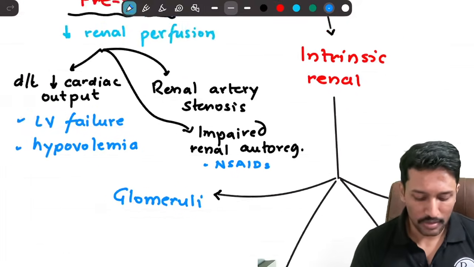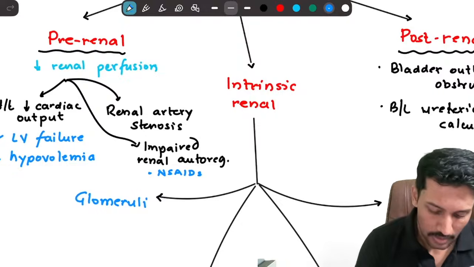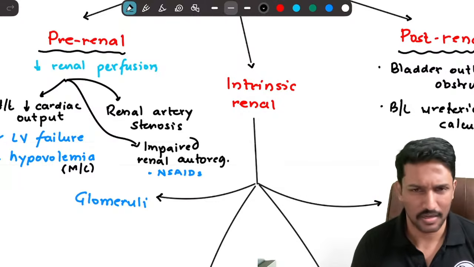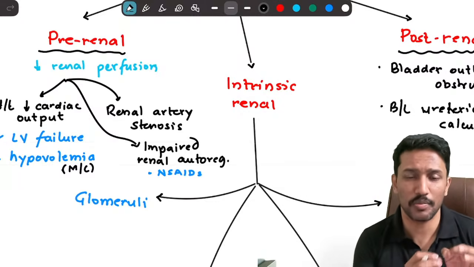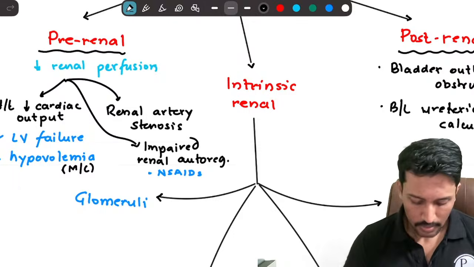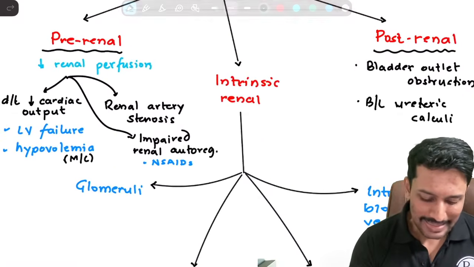So these are the important pre-renal causes for AKI. Among them, hypovolemia, regardless of the cause, means all causes, blood loss, dehydration, all causes put together, hypovolemia is the most common cause for pre-renal AKI. Okay. So after the pre-renal, now let us talk about the intrinsic renal.